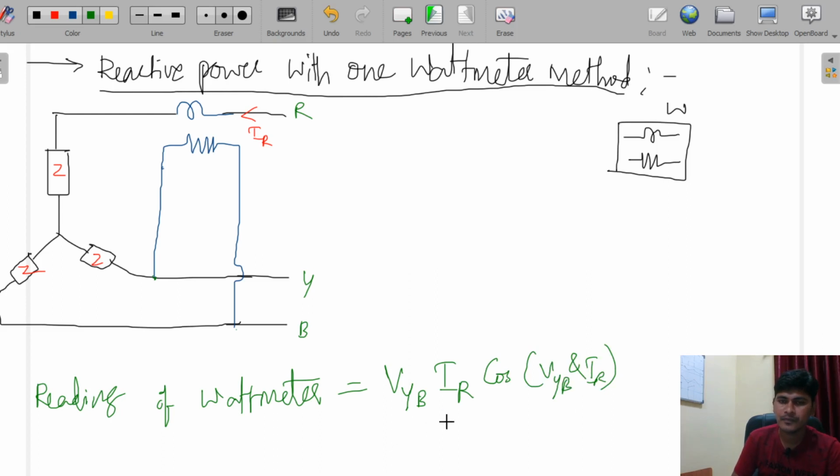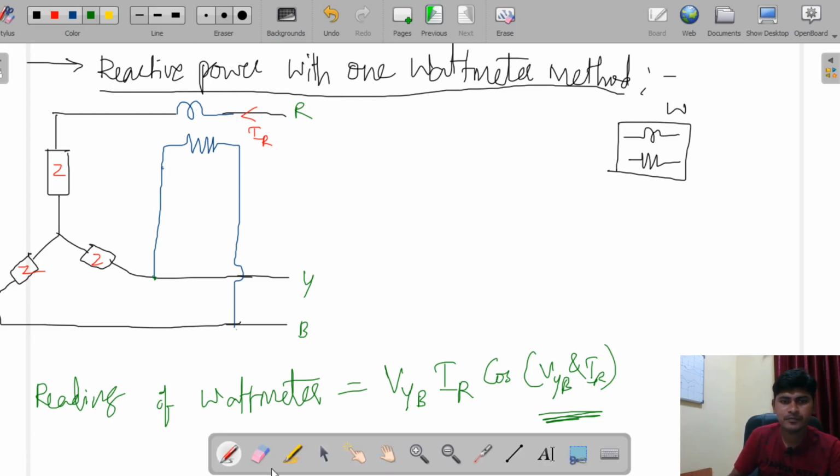So we must find the angle between these two using a phasor diagram. Okay, so let us draw the phasor diagram. Draw here, guys.